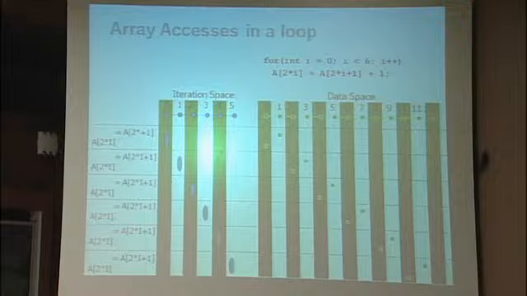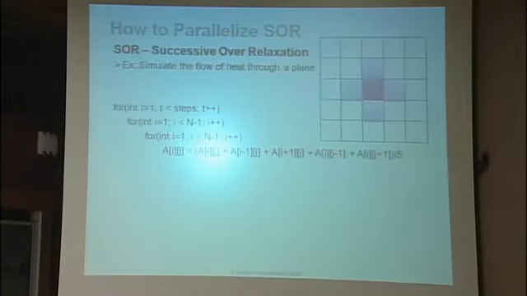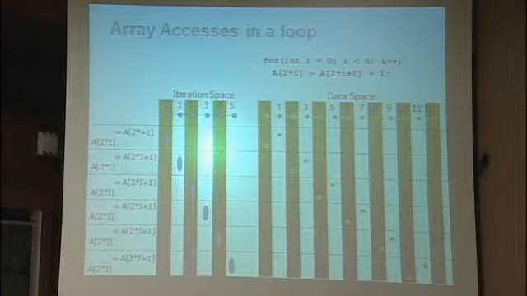How about this one? 2i and 2i plus 1, there has to be an i here. Is there any dependence in here? Nope, because you are reading odd elements and writing even elements, so there cannot be any dependence, so you can run this in parallel. Okay? So this is the kind of interesting thing that's going on.